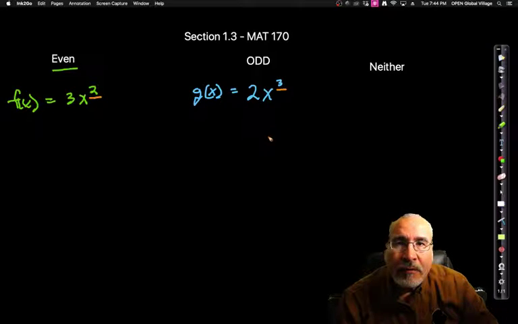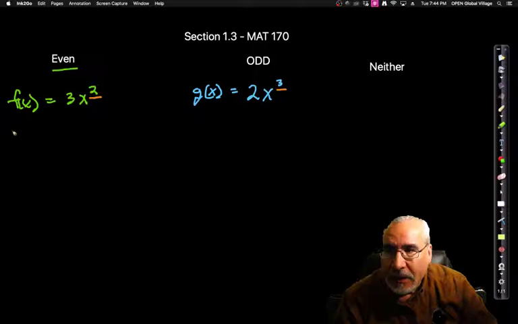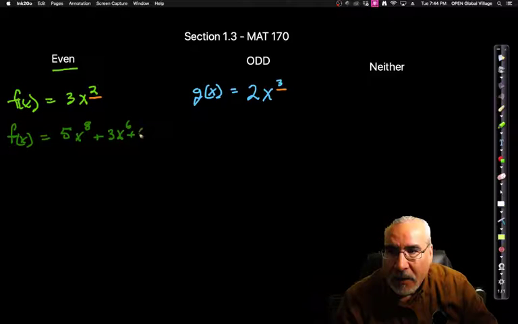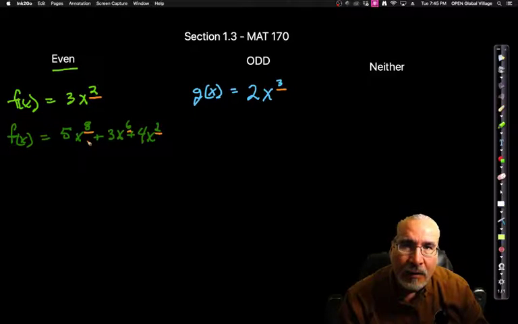So what happens if we have more than one exponent? Well, let's come back here. If we have more terms, so f of x equals 5x to the 8th plus 3x to the 6th plus 4, let's say, x squared. All the exponents are even. There's an 8, there's a 6, there's a 2. With all even exponents, this is an even function.